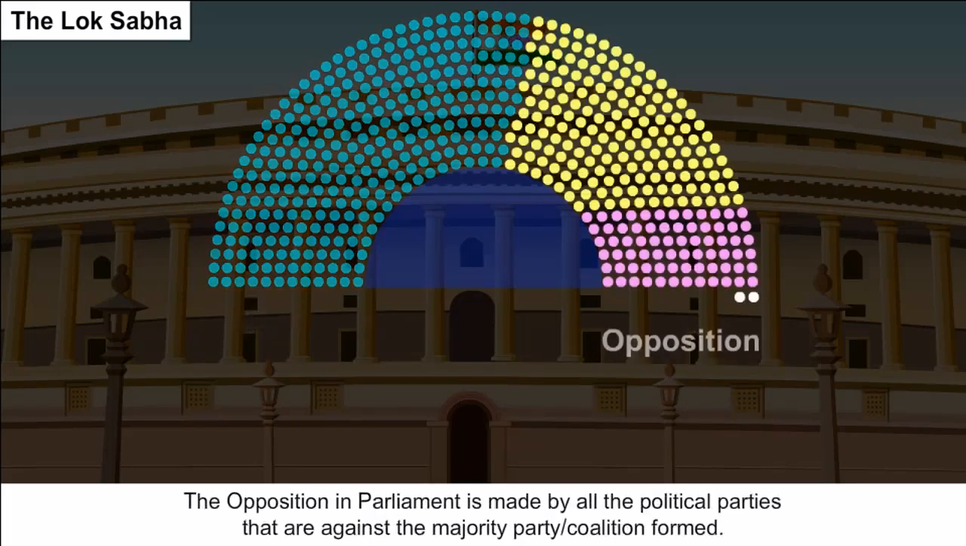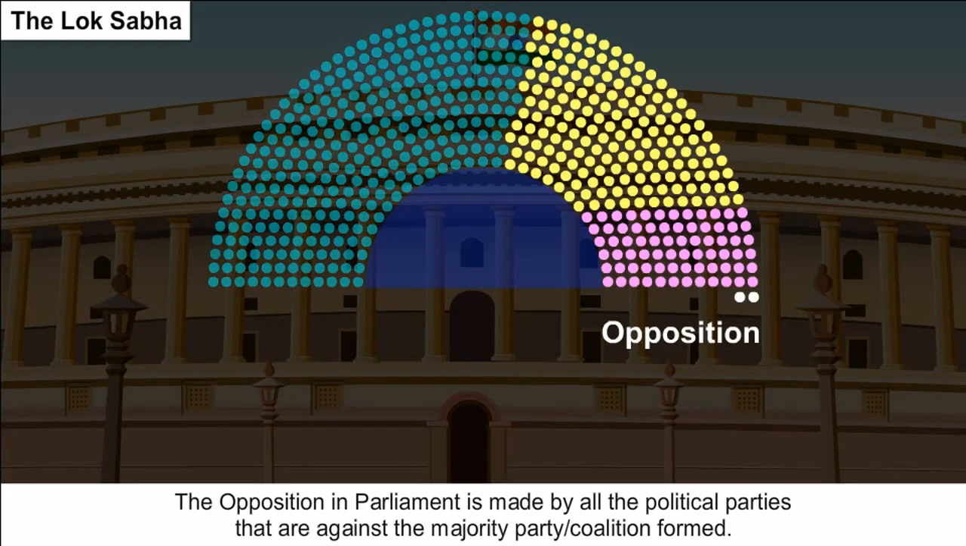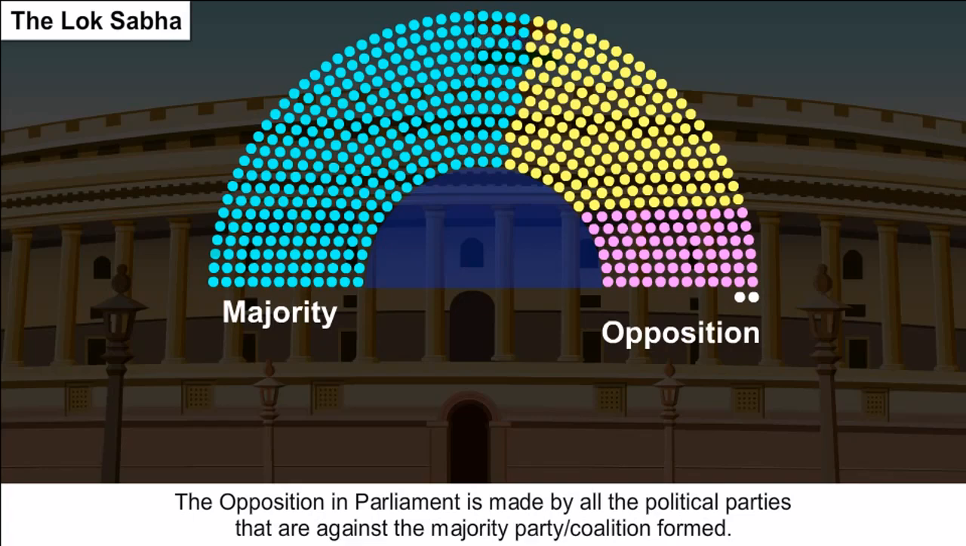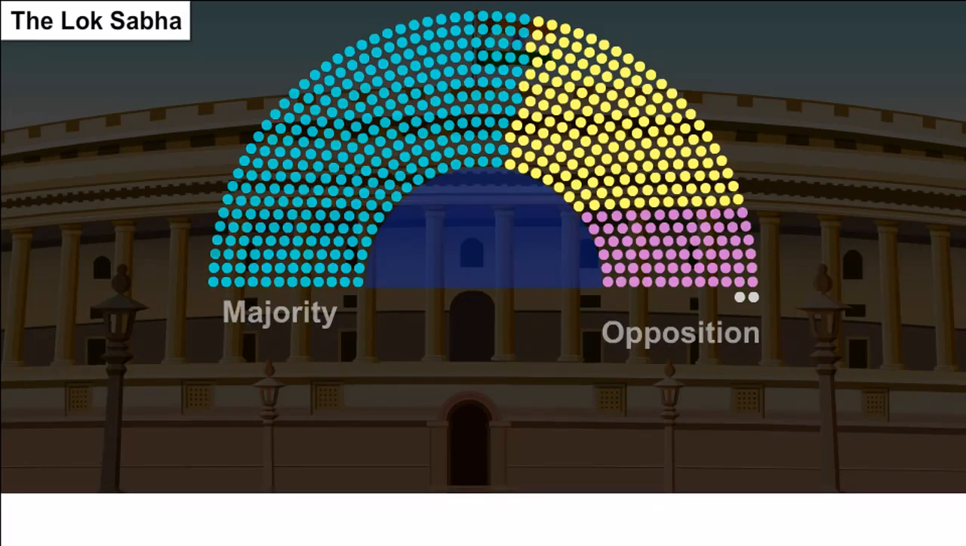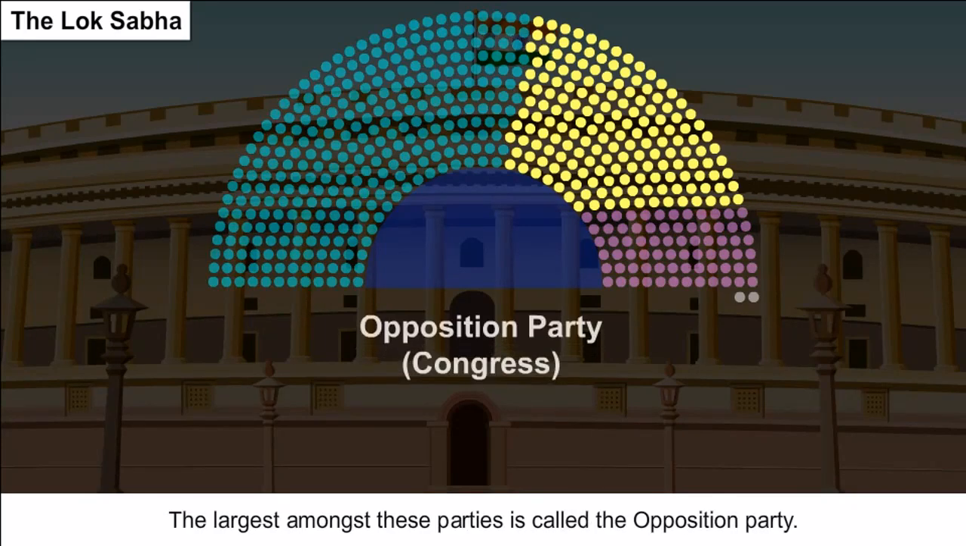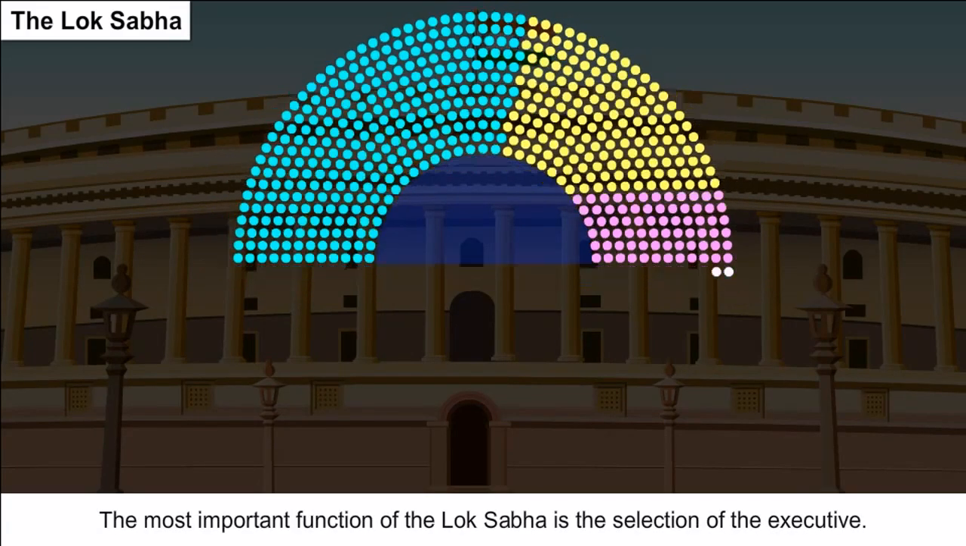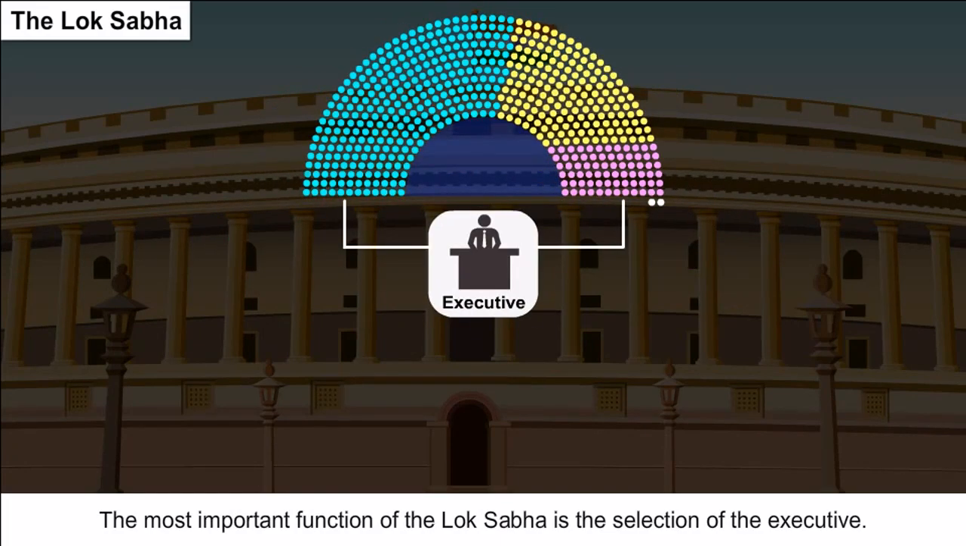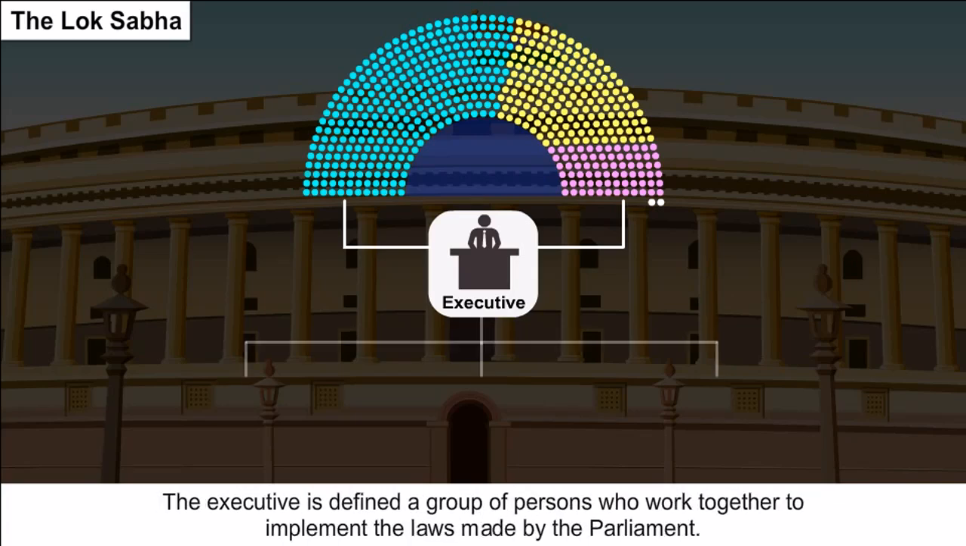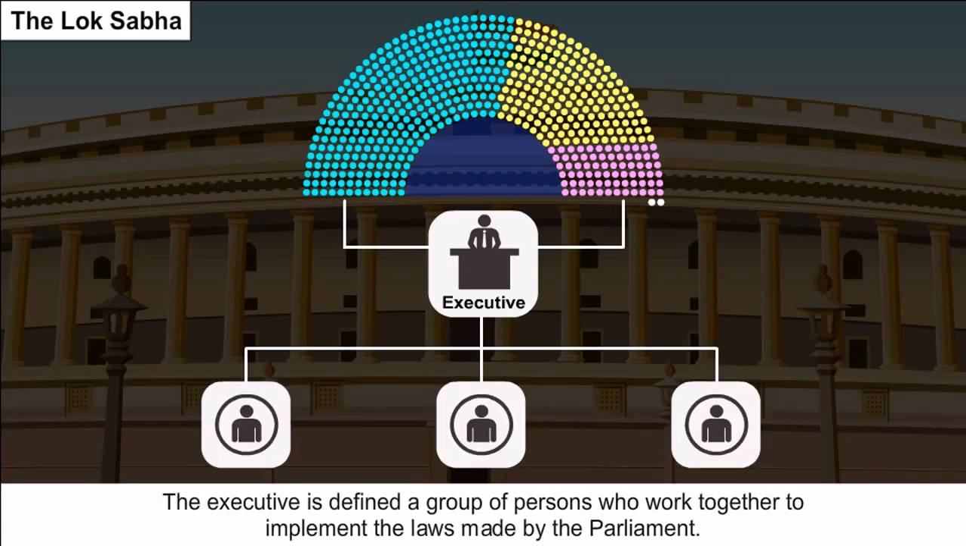The opposition in Parliament is made by all the political parties that are against the majority party or coalition formed. The largest among these parties is called the opposition party. The most important function of the Lok Sabha is the selection of the executive. The executive is defined as a group of persons who work together to implement the laws made by the Parliament.